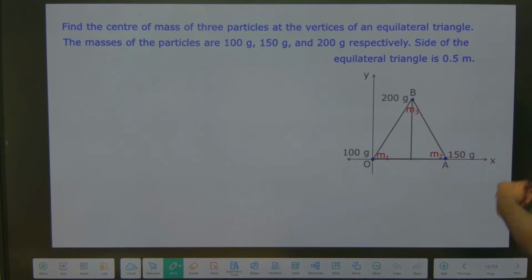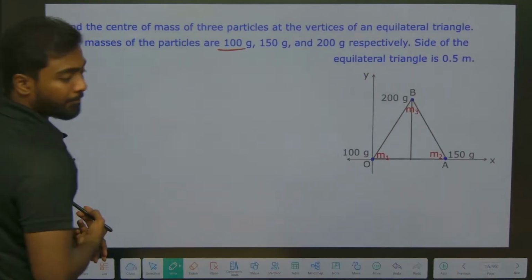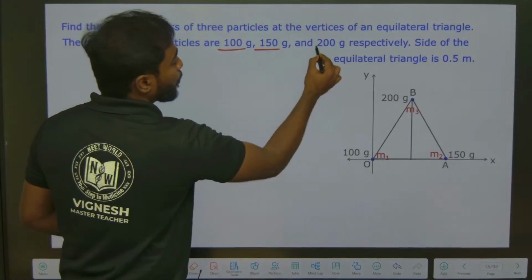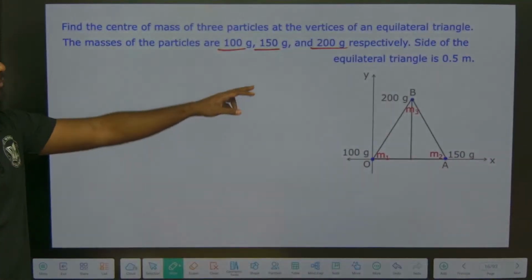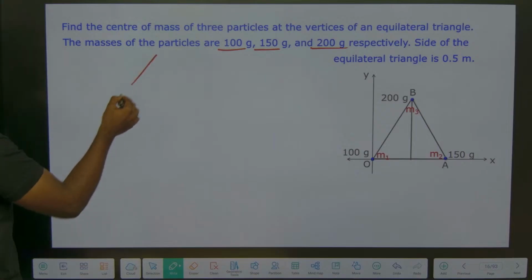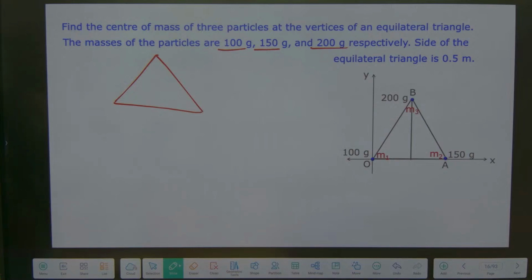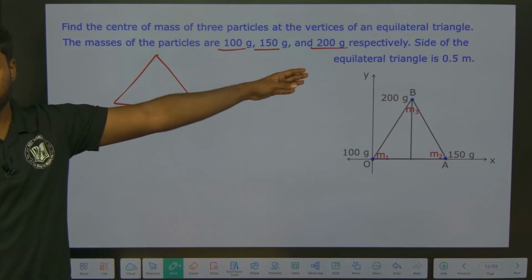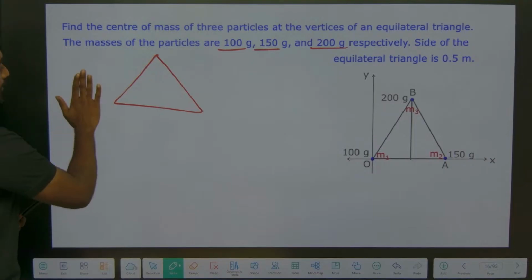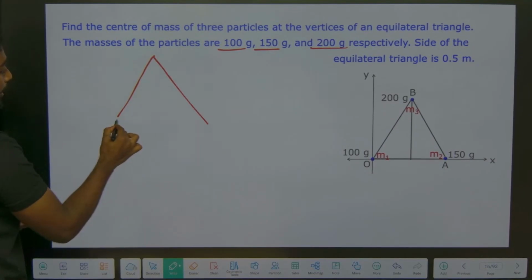Find the center of mass of 3 particles at the vertices of an equilateral triangle. The masses of the particles are 100 gram, 150 gram and 200 gram respectively. The side of the equilateral triangle is 0.5 meter. So what should I consider here? Only x axis and y axis, not the z axis. Okay, so x and y. So this is my triangle.